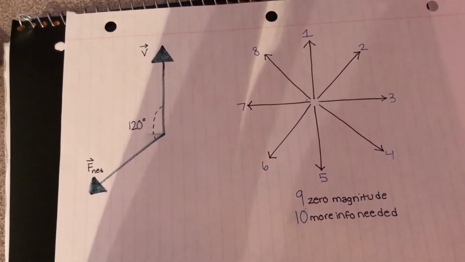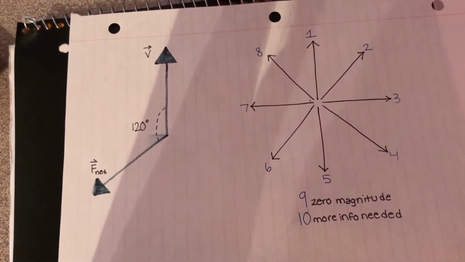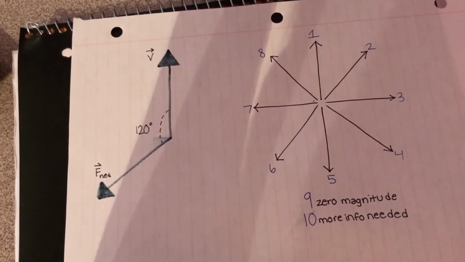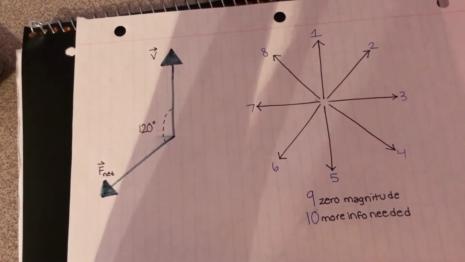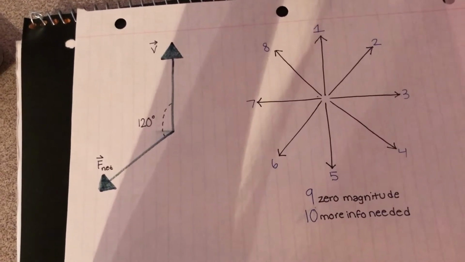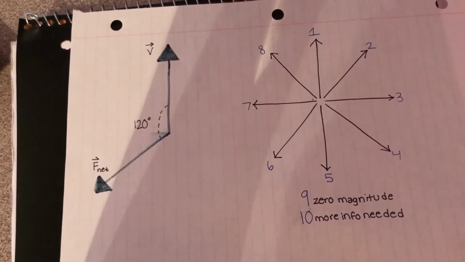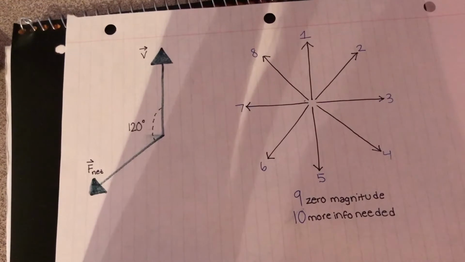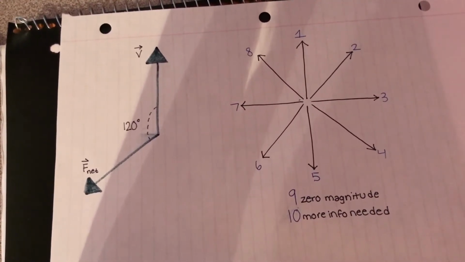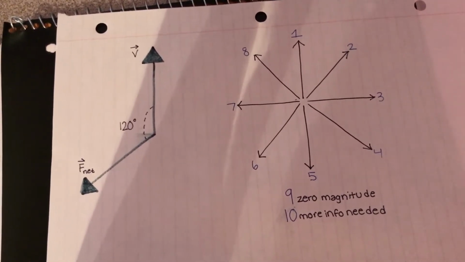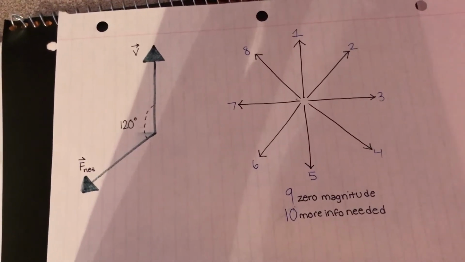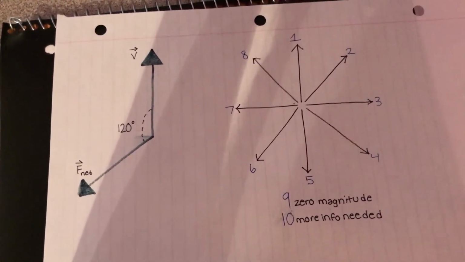So question number 1 is asking: an object of mass m and velocity v is acted upon by a net force at time t, as indicated in the figure below. And these are the two given figures. Question 1, part A, is asking, using the numbered direction arrows shown, indicate which arrow best represents the direction of the quantities listed below. If the quantity has zero magnitude, or if more information is needed to determine the direction, indicate using the corresponding number listed below.